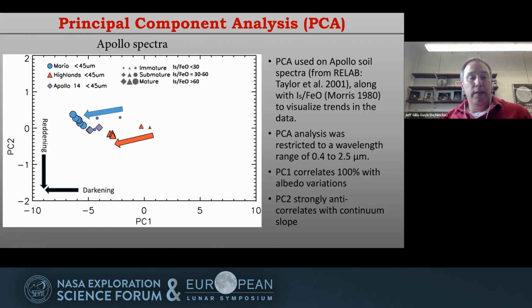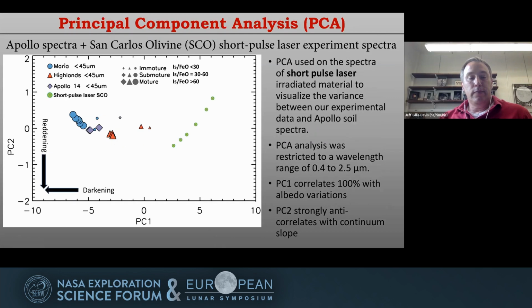And you can see that they dominantly move from immature to mature. They get darker and they get redder. Now I've popped up these green circles, which are results from our short pulse only laser. One takeaway is that the immature material from the moon is still more mature than what we did with the short pulse laser in this scenario. But you can see the trend is roughly what we see, but definitely steeper. We get a lot more red with our short pulse.